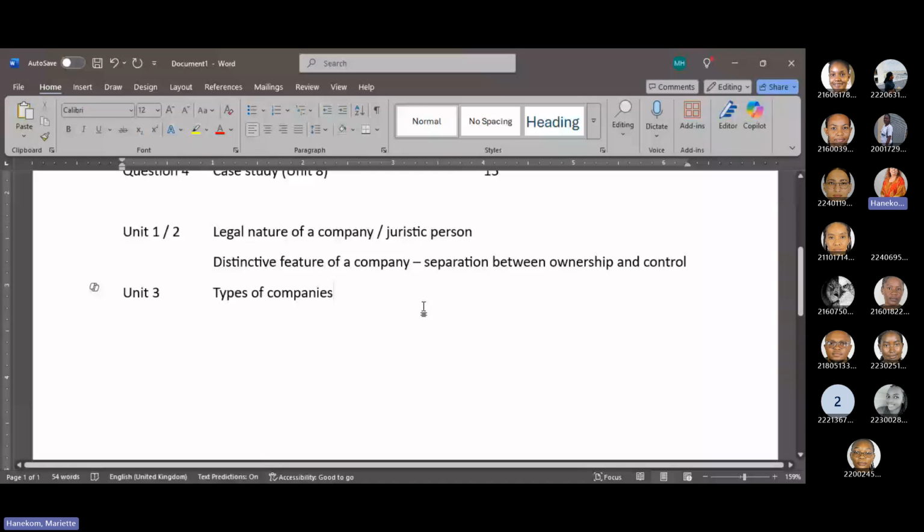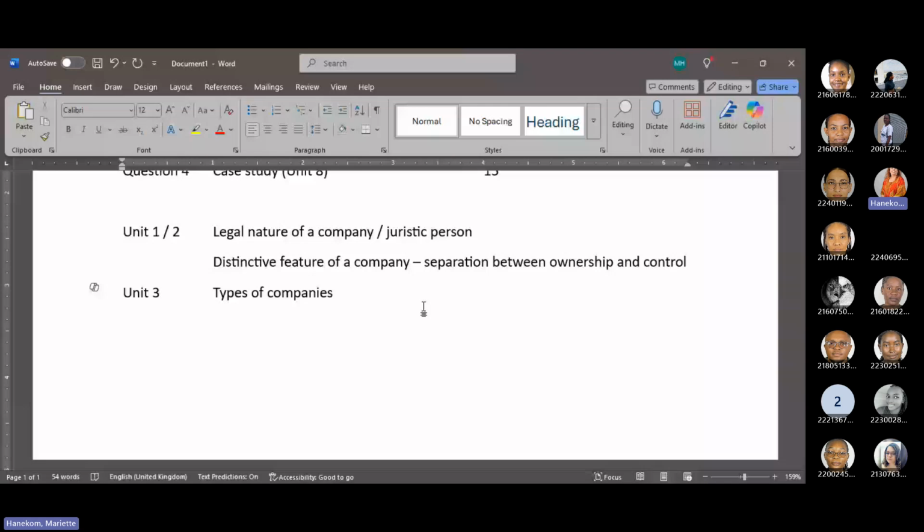You need to also be able to identify a company. I give you the name of a company in a case study. You need to immediately make a mental note of what type of company I am referring to. I will never tell you in a case study, ABC Limited, which is a public company. You must add that yourself.